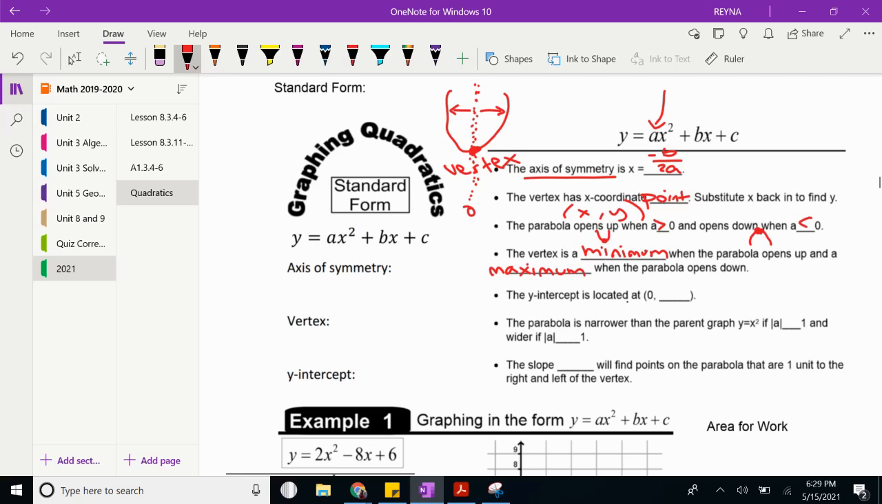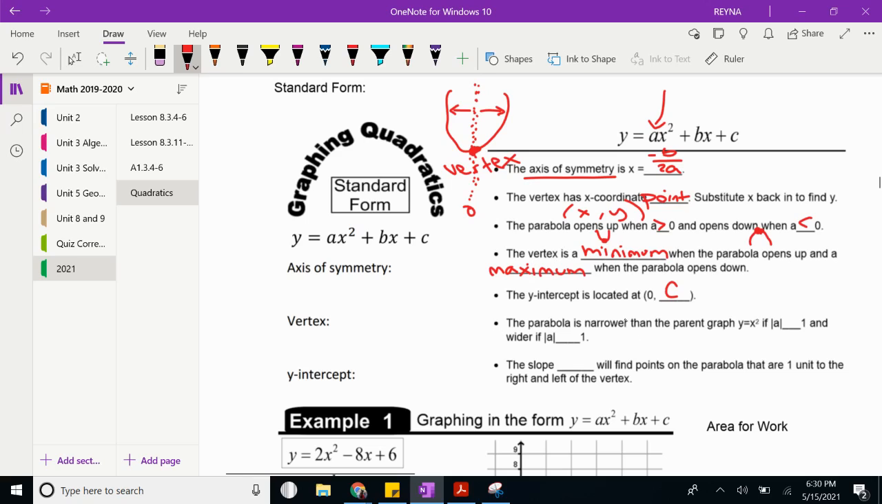When you're looking for your y-intercept for standard form, it's always going to be 0, c. That's because this cancels out with 0. This cancels out with 0. The only thing that you're left with is c. So if you're looking for the y-intercept, it's really easy when it's in standard form. You just take your constant at the end.